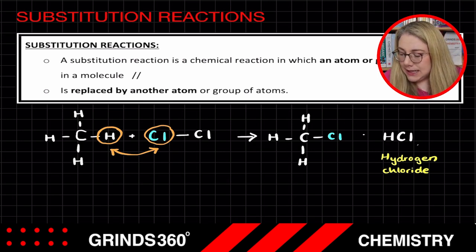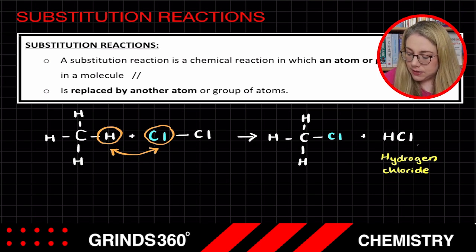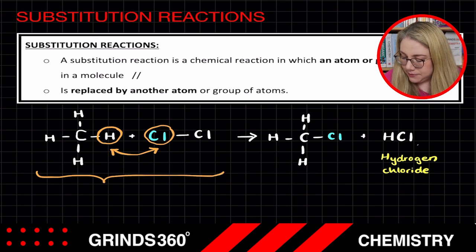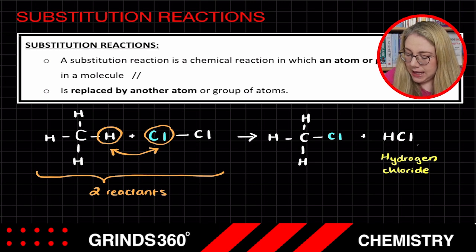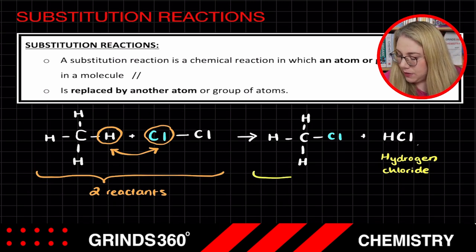Now, why is this classified as a substitution reaction? If you look on the left-hand side of the screen, you have two reactants on the left, your methane and your chlorine, and you have formed two products on the right-hand side.